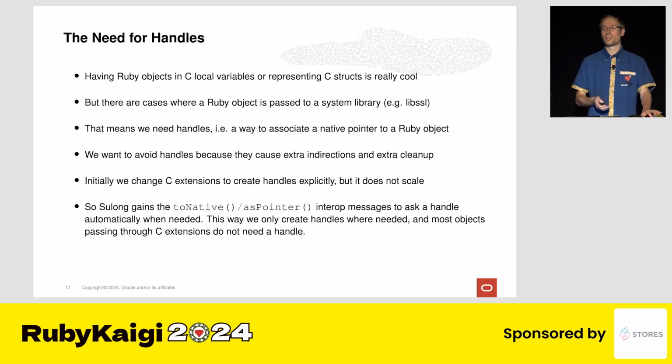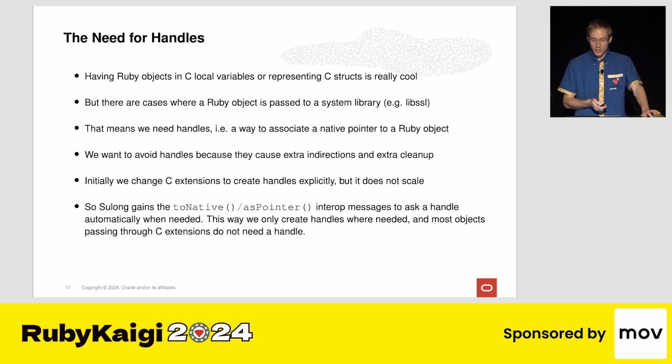And then the next step is, do we interpret the kernel? It's even less a good idea. So in the end, we need a solution: what if a Ruby object really needs to go to native memory? To solve that, we use handles. Handles are a way to associate a native pointer to a Ruby object. But we don't really like handles because they create extra indirection and extra cleanup, in general extra overhead, because of this extra indirection to resolve this integer to the object.